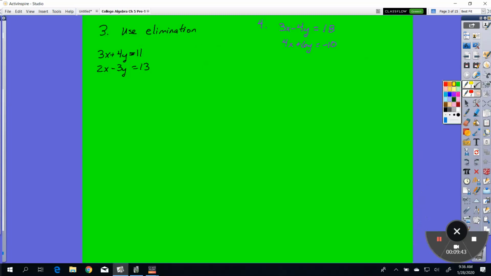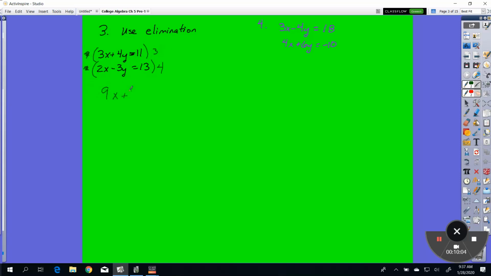Question number 3 says use elimination. Much easier problem. Multiply this by 3, multiply this by 4 if you want to get rid of your y's. If you wanted to get rid of your x's, you'd multiply this by negative 2 and that by 3. So either way, you'll get the same answer. I'm just going to get rid of the y's since that's how I started.